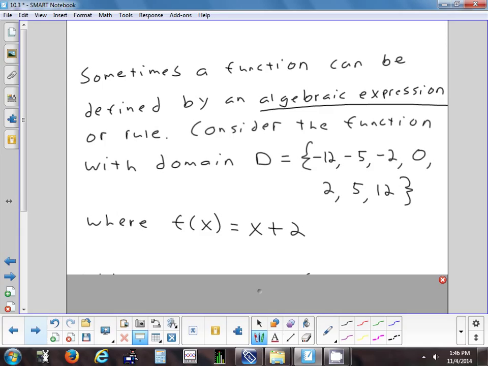So they give you some values. These are the values that are going to be put into the function machine. Sometimes we call them inputs. We use domain, we use range, we use x, we use y. Sometimes we use input and output. Input is the number you start with. Output is the answer you get. Okay? Here's the formula. Can anybody explain what that formula is basically saying to do?